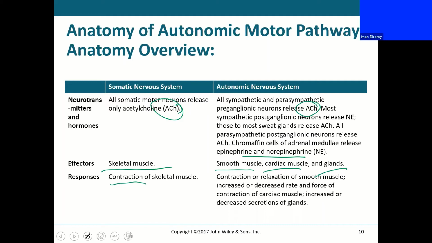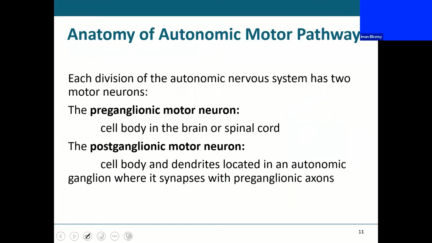Somatic can only cause contraction, whereas the autonomic nervous system, remember, I've got both sides here, so I can contract or relax those smooth muscles. I can increase or decrease anything: my heart rate, my breathing rate, my blood pressure, my perfusion, all of that can go up or down.